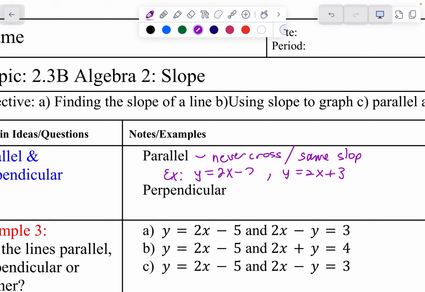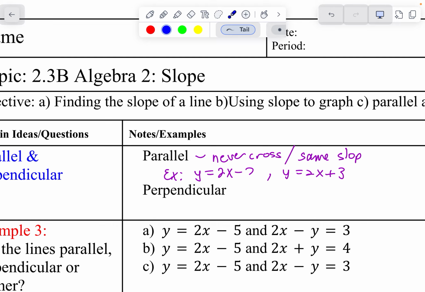So if they have the same slope, they will never cross and they will be parallel. Now you have to be concerned also that they aren't duplicates. So if this one says minus 7 and this one says minus 7, they're duplicate lines, so that doesn't count, okay? So they have to have different intercepts and the same slope.